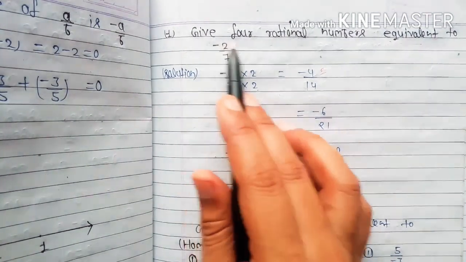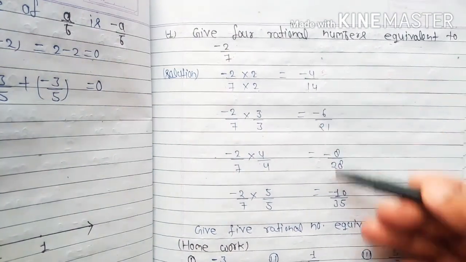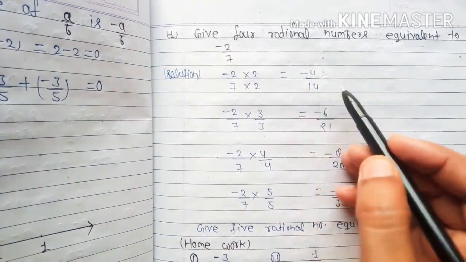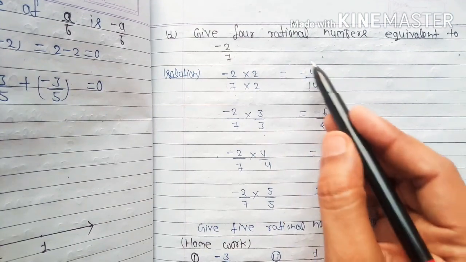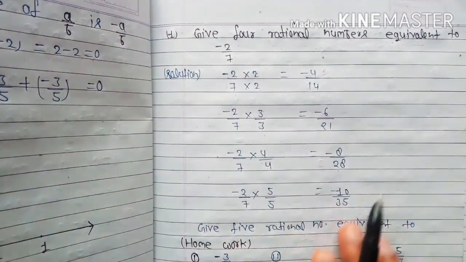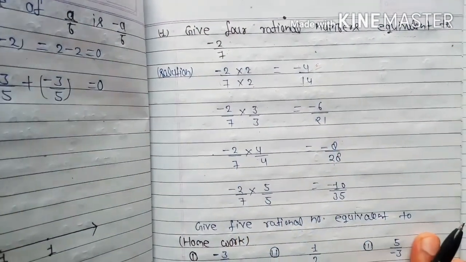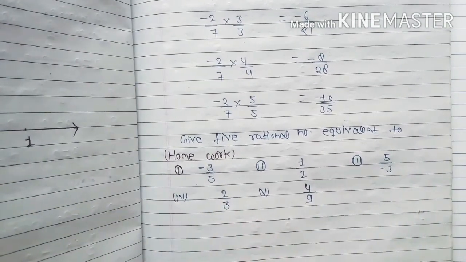I hope it's clear. Give 4 rational numbers equivalent. All these numbers are equivalent to minus 2 upon 7, because when we solve this, we try to give it in simplest form. This will always give minus 2 upon 7. So this is the simplest form. I hope it's clear.